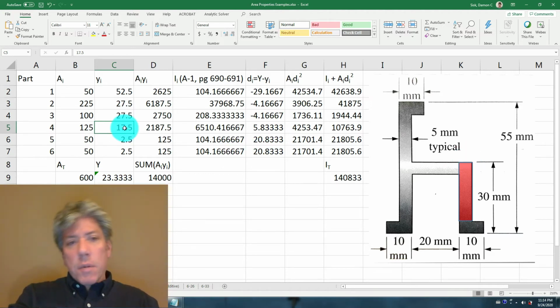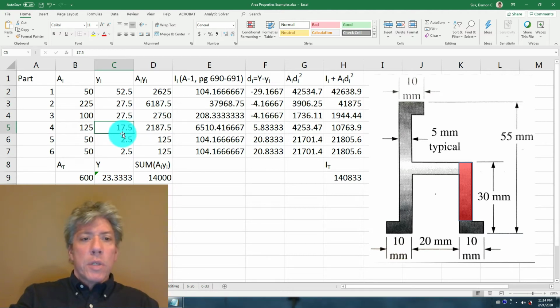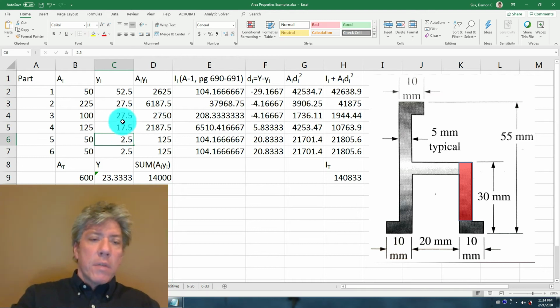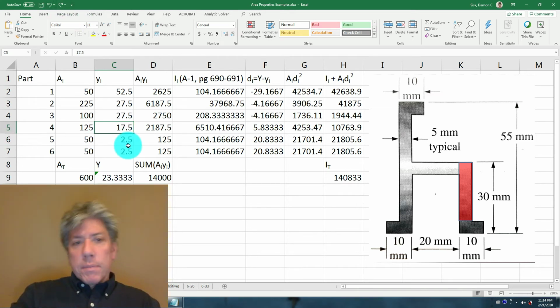So you notice I did some of the math in my head and typed in numbers in the spreadsheet. The more you don't do what I just did, the more you type in, like here I should have probably typed 5 plus 25 over 2. Oh no, that was 25, see I almost made a mistake there. It's the same thing, right, 17 and a half. But anyway, there it is.